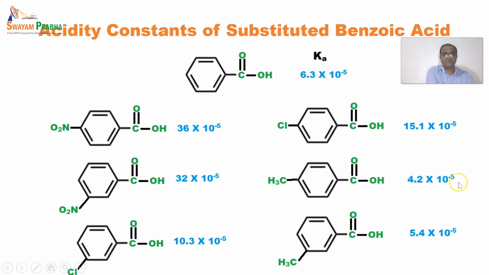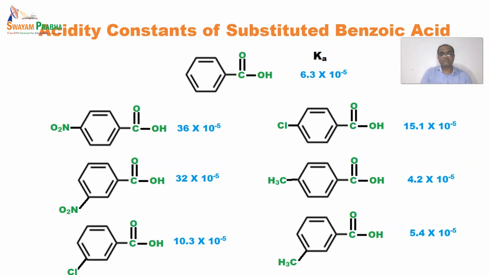Here you can see the value is 4.2 × 10^-5, and for meta it is again different. So whenever it comes to an electron releasing group, for meta the acidity increases and for para the acidity decreases. Whenever it comes to an electron withdrawing substituent, at para the acidity increases, and at meta the acidity decreases a little bit. Not as compared to benzoic acid, but a little bit compared to the para position of that substituent.